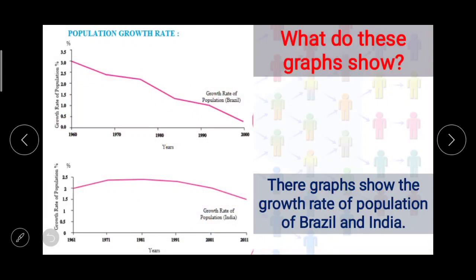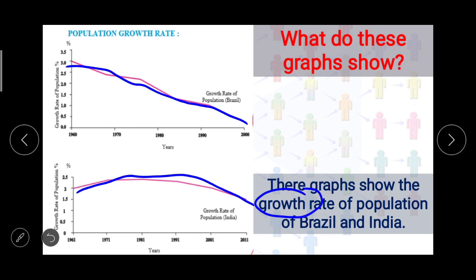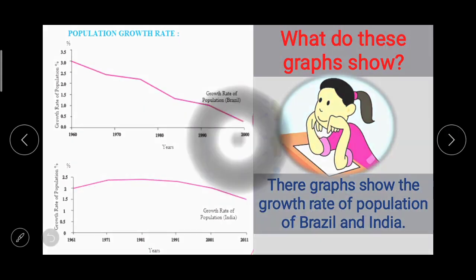Then next one, what do these graphs show again? These graphs show the growth rate of a population of Brazil and India, and here you can see the growth rate line of Brazil and growth rate line of India. Here one more thing, we can see the graph line is going down, but it doesn't mean that the population is not increasing.